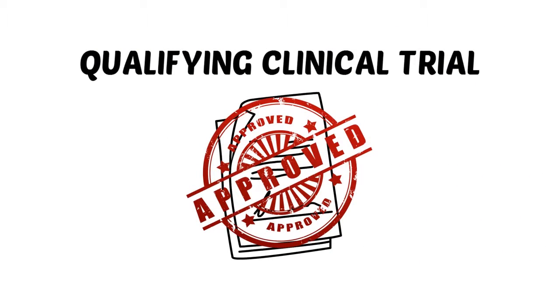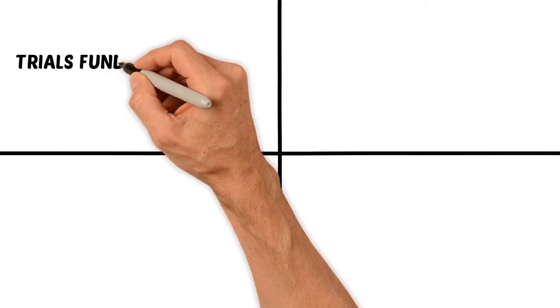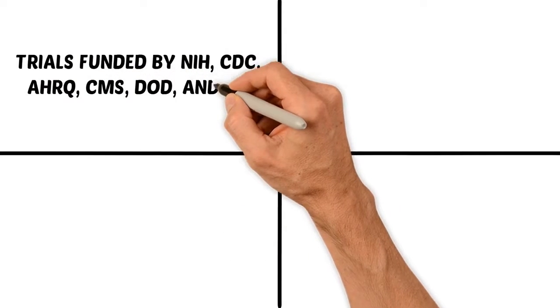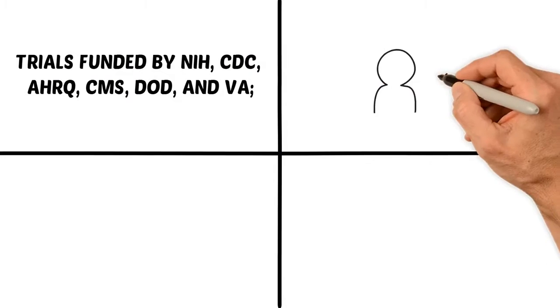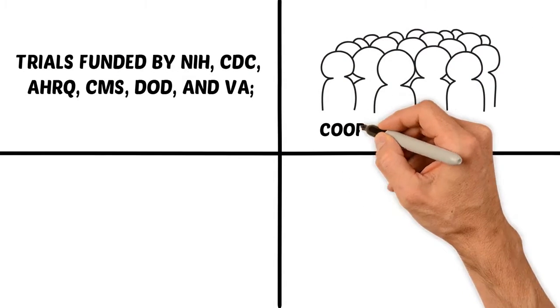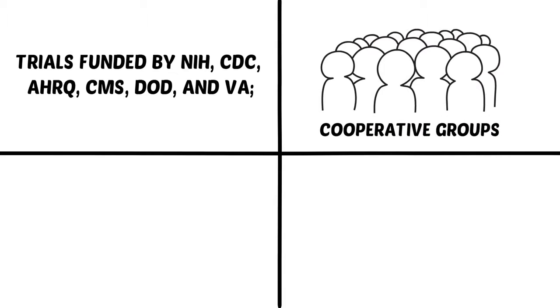The following types of studies are listed in the clinical trial policy as deemed to have the 7 desirable characteristics. Trials funded by NIH, CDC, AHRQ, CMS, DoD, and VA. Or trials supported by centers or cooperative groups that are funded by the NIH, CDC, AHRQ, CMS, DoD, and VA.